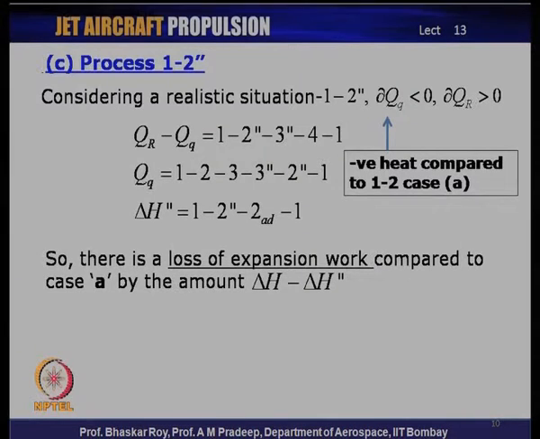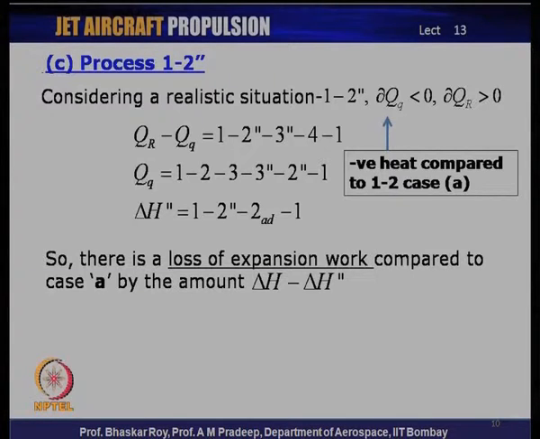Let us take a look at the process C, which is process 1 to 2 double prime. Now, this is a realistic situation in most of the modern jet engines, because most of the modern jet engines are indeed slightly cooled, essentially to increase the life of the blades. In this process, as we can see, a negative heat is applied, that is delta Q is now less than 0. However, there is always the possibility that delta Q r, that is the internal heating due to friction and other things, would always be more than 0.